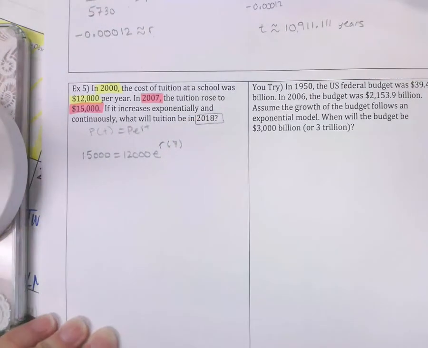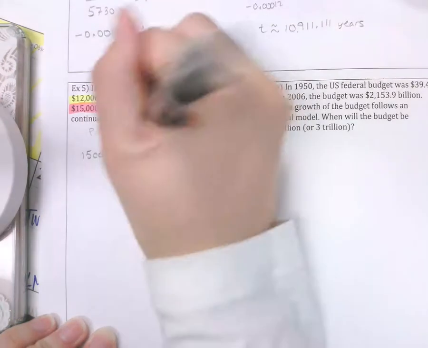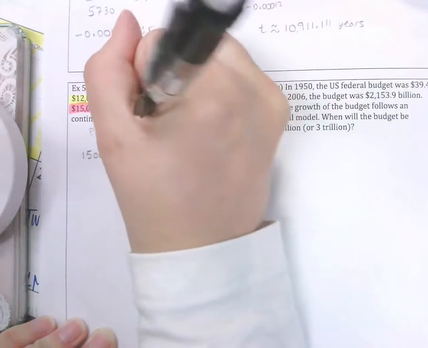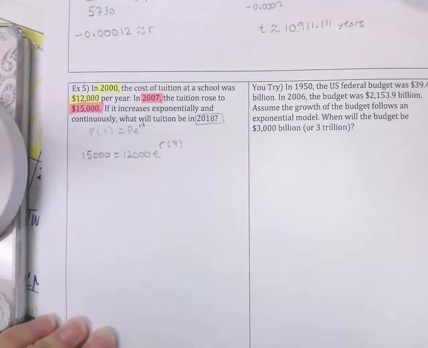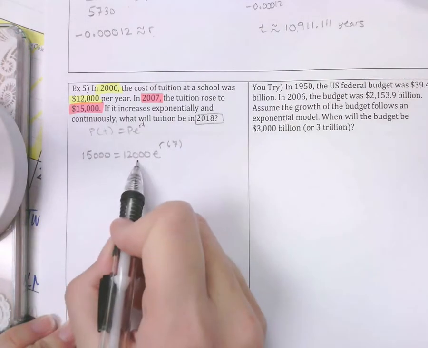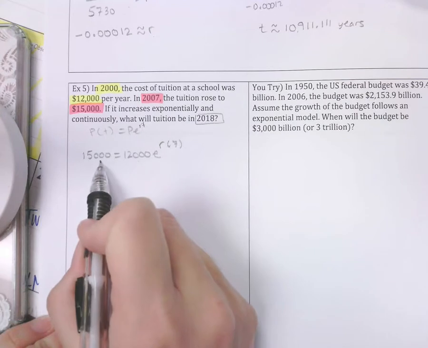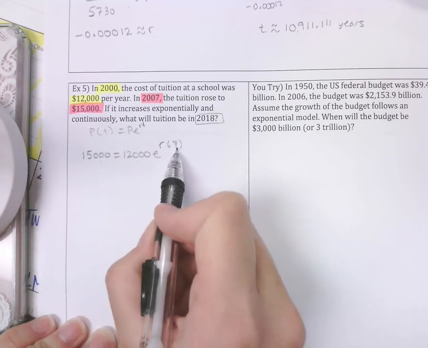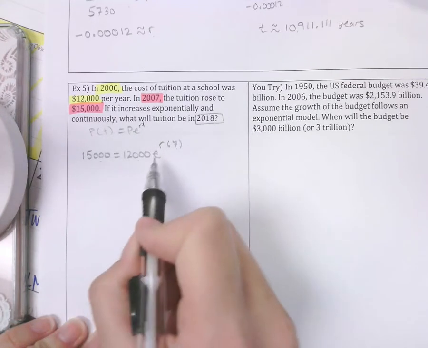Is the R and T on the first formula as a power? Yeah, it's an exponent. So it started at 12,000, it grew to 15,000, and it did that in 7 years. So you guys see where I'm getting these numbers from?